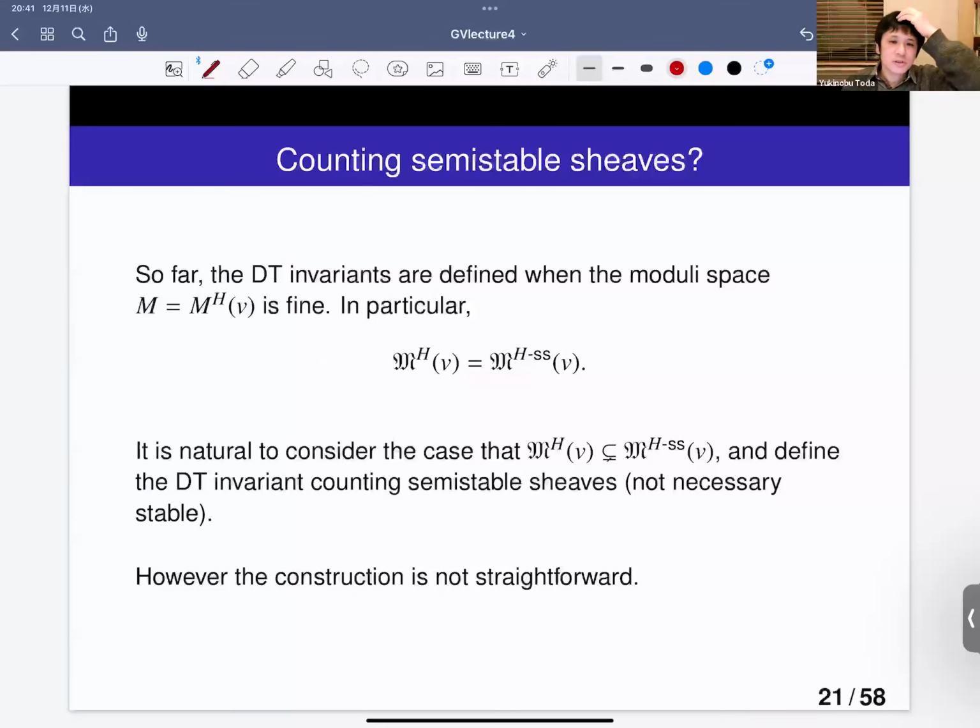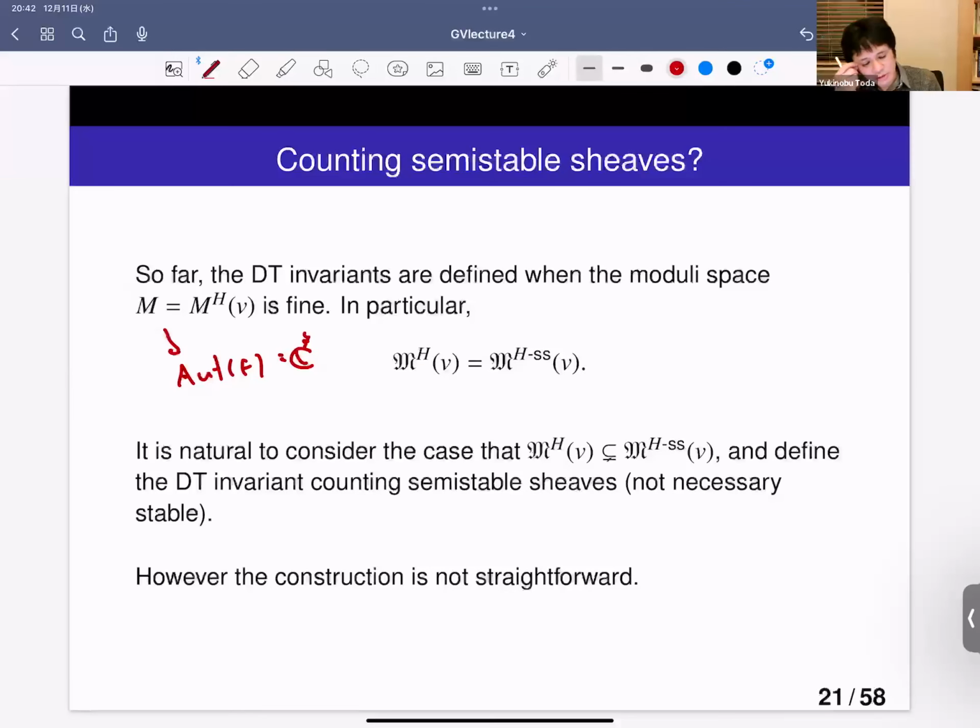So far, the DT invariants are defined when the moduli space of stable sheaves is fine. So this means that there is no strictly semi-stables, and also there is a universal family. And the point that there is no semi-stable sheaf implies that every point on here has a trivial automorphism group. That is, the automorphism group is just the one-dimensional torus. And by taking the trace-free part, we can ignore these contributions.